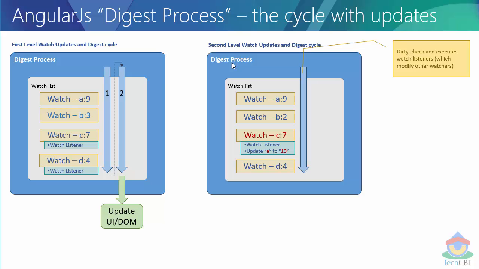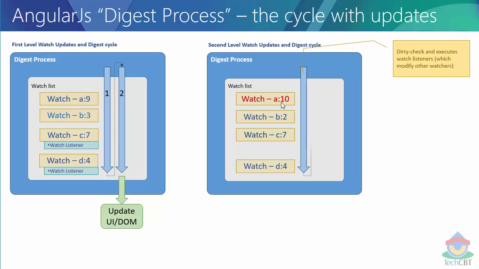So how does it execute? Simple. Whenever the digest process kicks in, it goes through every watcher inside the watch list, goes through A, B, and C. Now it found C has been modified. Then it executes the watch listener, which in turn sets A to 10. And okay, now it understood the value of C has been modified, but it did not note anything about A. It might have noted only the value of C as 7. Now it goes back. Okay, C has been modified to 7. I keep a note of it, but it doesn't know about A yet.